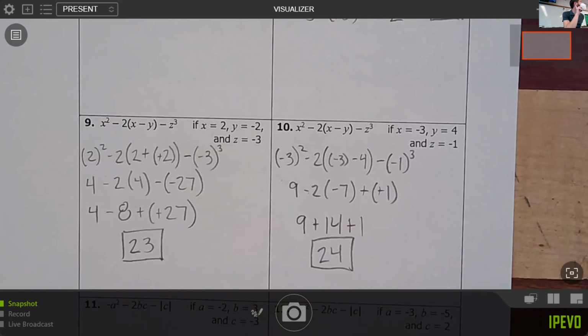What's that? You got a different number on your calculator? What did I give you? Negative 13. Oh, that's the third power. Okay. Change that real quick and see if it gives you 23.